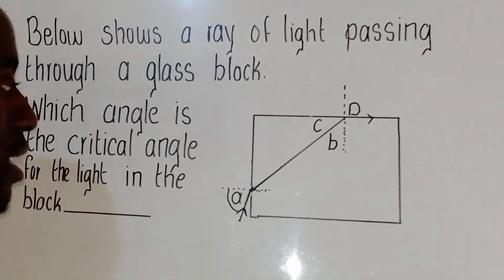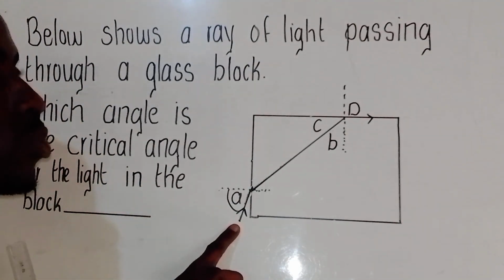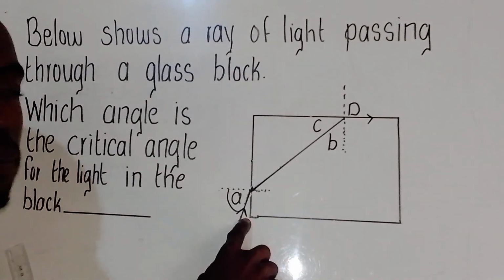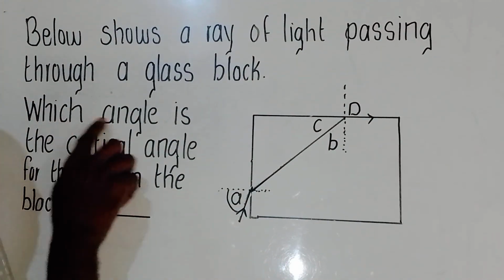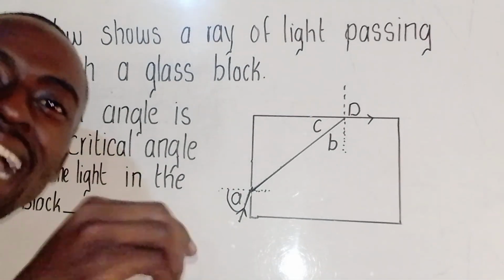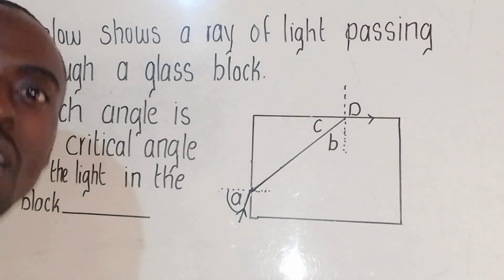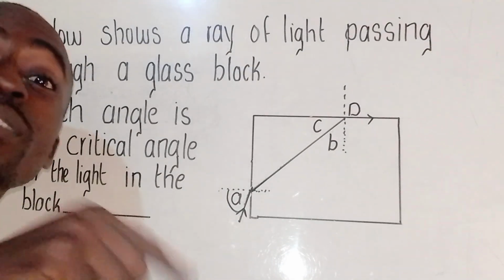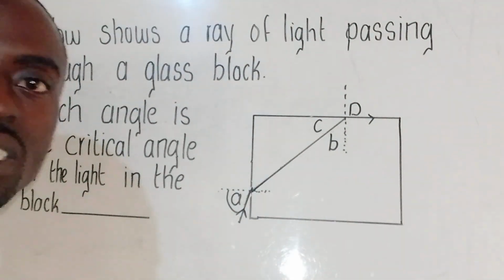Okay? Now they're saying light is coming from this. How do we know? Because of this arrow here. Now, the question is saying which angle is the critical angle? Critical angle is the angle of incidence when the angle of reflection is equal to 90 degrees.